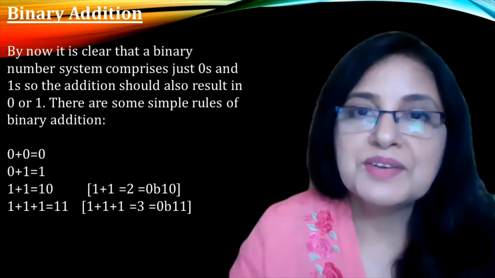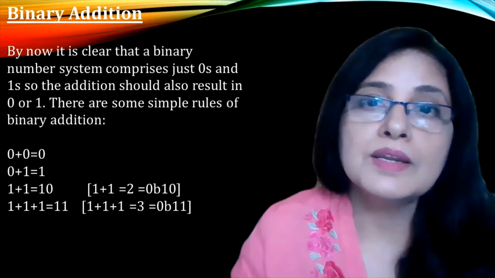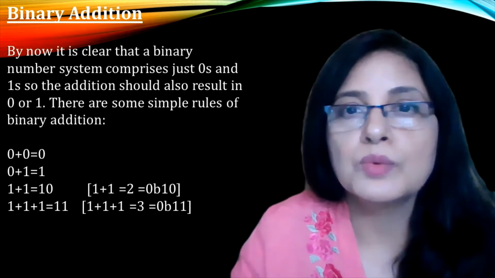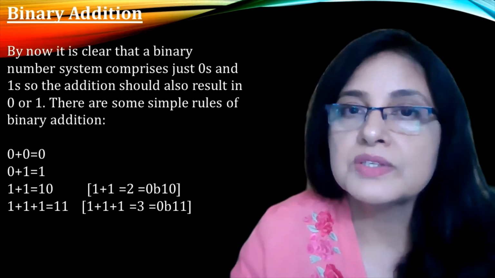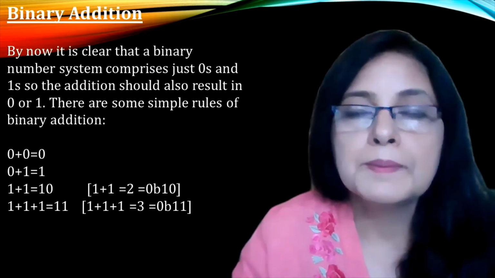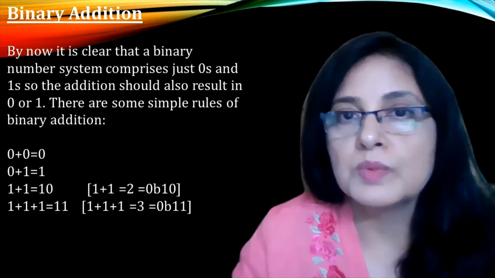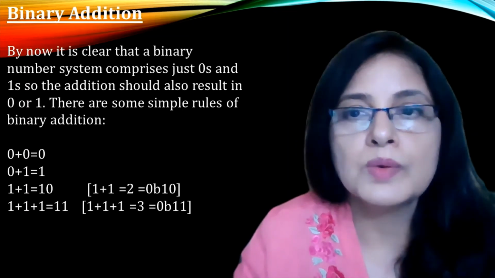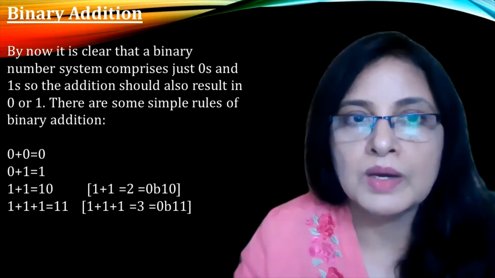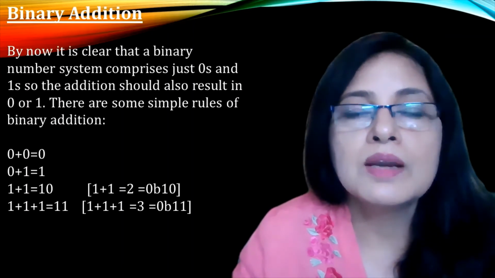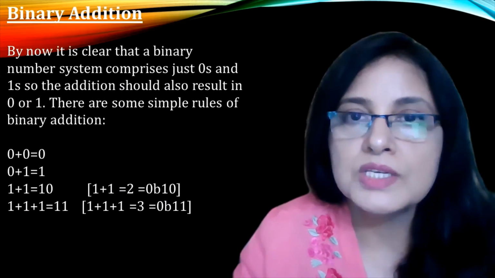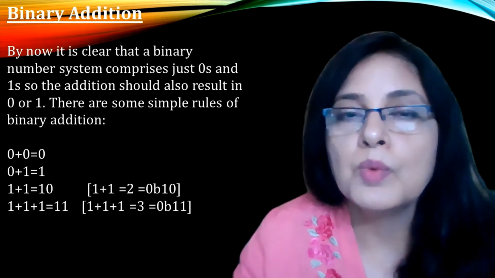Now we come to binary addition. We know that the binary number system has only 2 digits, zeros and ones. So there are some simple rules for binary addition. That is, 2 zeros will always end up as 0, 0 and 1 will always end up as 1. 1 and 1 will end up as 10. And 1, 1, 1, that is 3 times 1, will end up as 11.